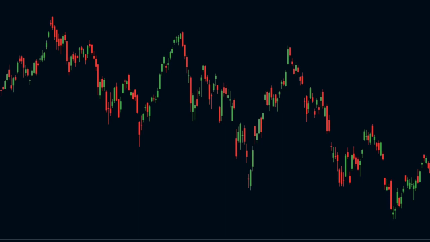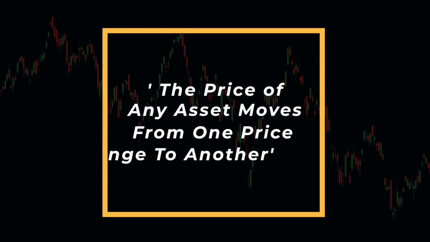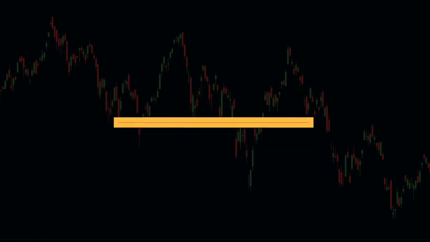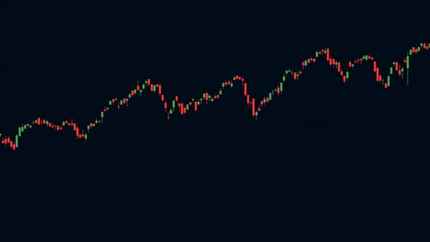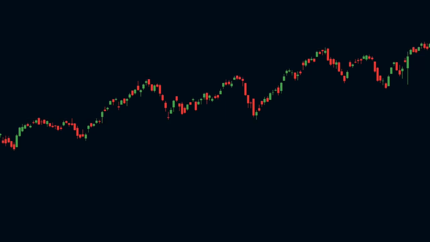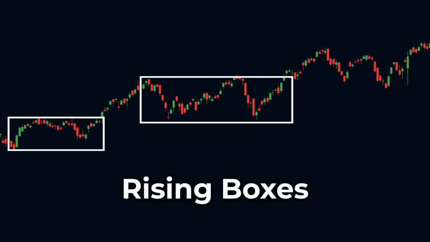Once we have created a list of these stocks, we want to look at each of them and filter out opportunities. The Darvas Box method states that the price of any asset moves from one price range to another. And therefore, we can draw boxes to mark these price ranges and trade them. For instance, in an uptrend, we will see that the price creates a range, breaks above it, and then eventually creates another range above the previous range. As a result, in an uptrend, we see rising boxes over time.